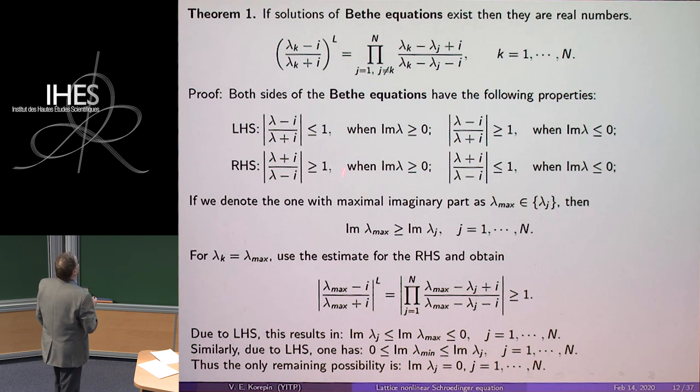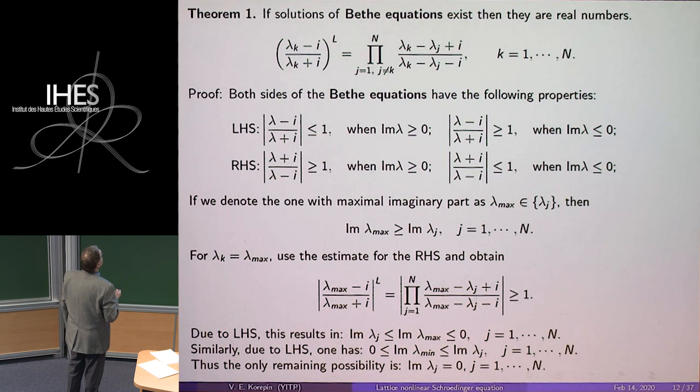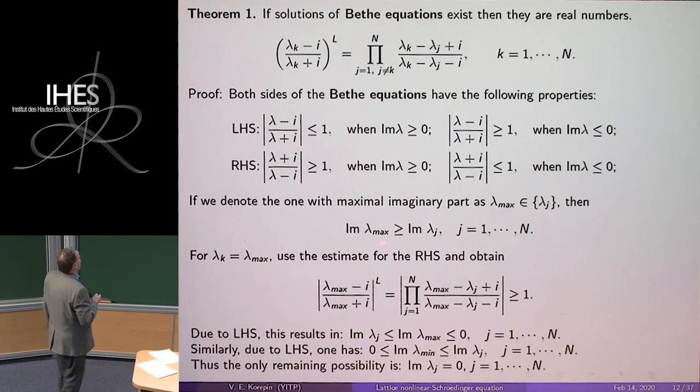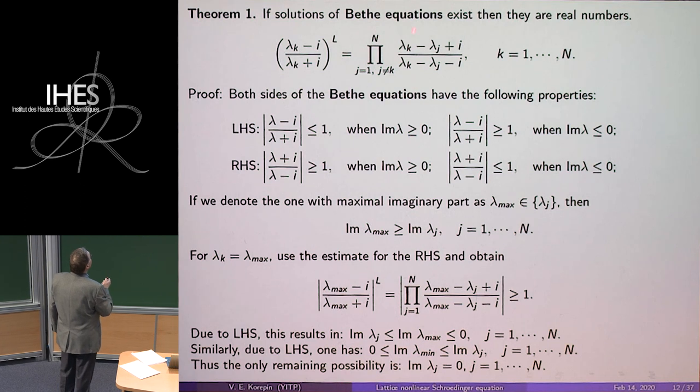So how can I prove it? First of all, consider this set of lambdas. Maybe they're complex. Let's pick the lambda with the maximal value of imaginary part. If there are several of them, I pick one of them. And then I plug this into the right-hand side. This lambda has the largest imaginary part, so the difference will actually have a positive imaginary part. So the modulus of the right-hand side is larger than one.